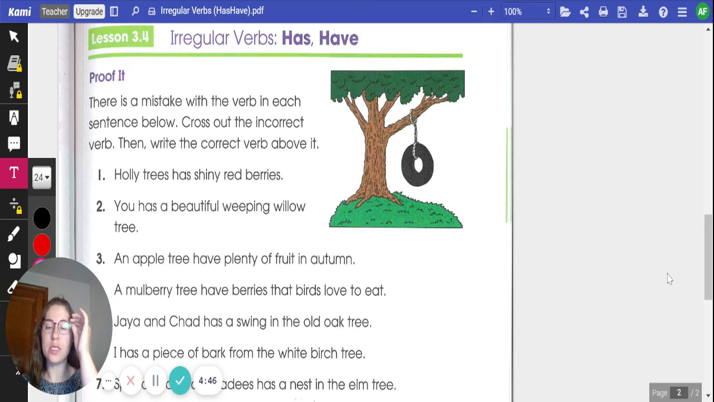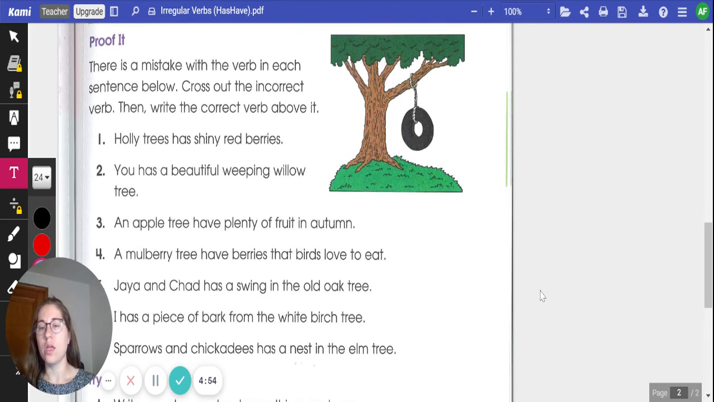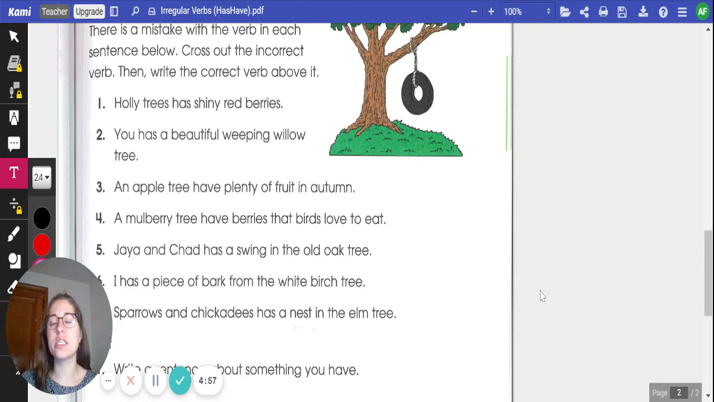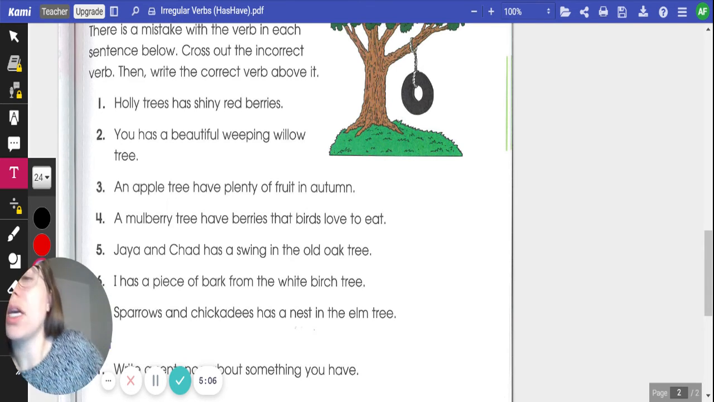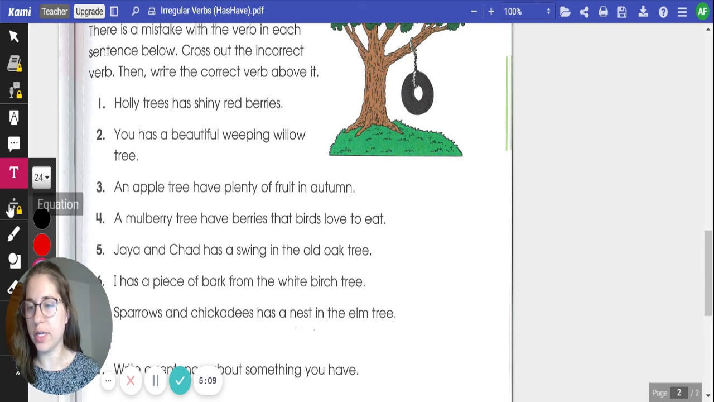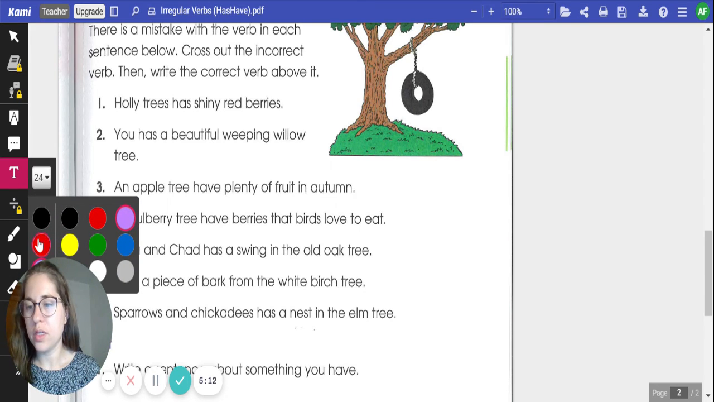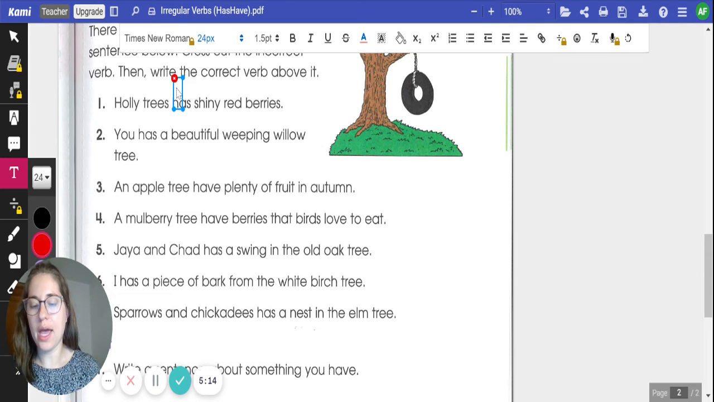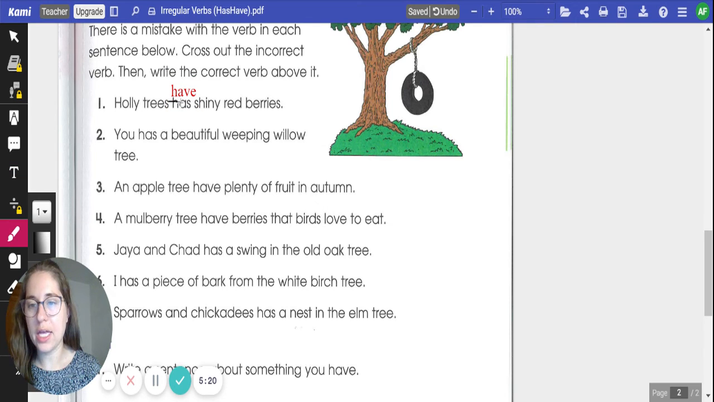For numbers 1 through 7 on the next page, we are going to correct the mistakes in each of the sentences. Number 1, Holly Trees has shiny red berries. First, let's look at our subject, holly trees. Trees is plural, so I know it should be holly trees have shiny red berries. So above has, we're going to type have, H-A-V-E. I'm also going to cross out has. Holly trees have shiny red berries.